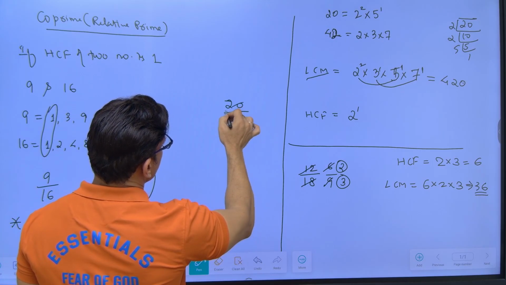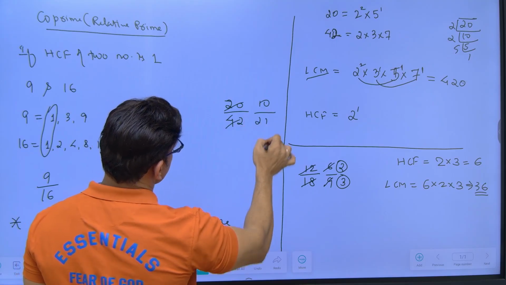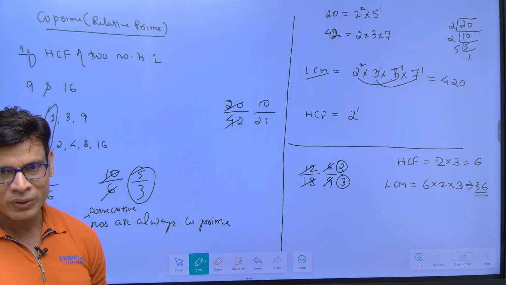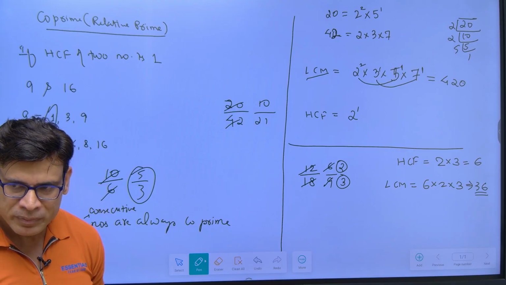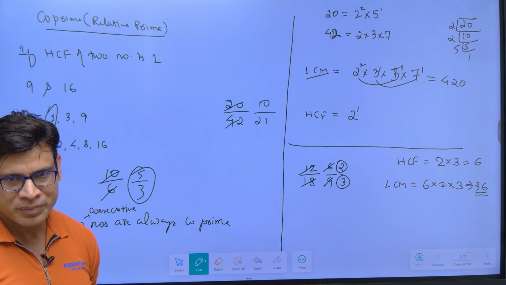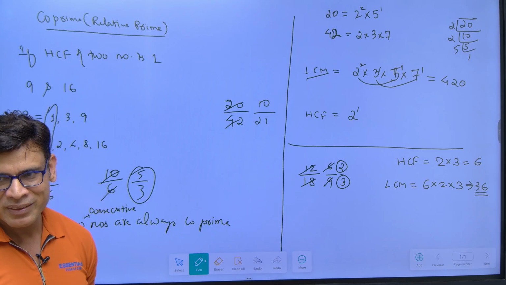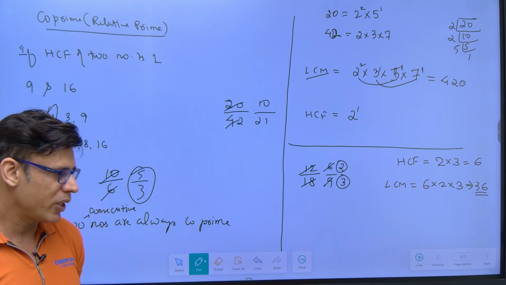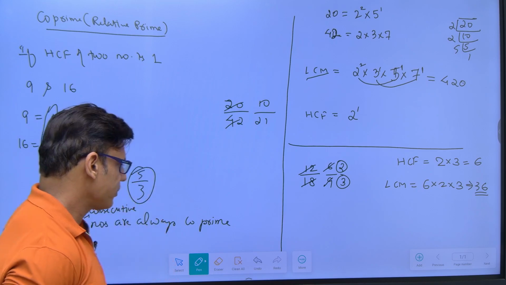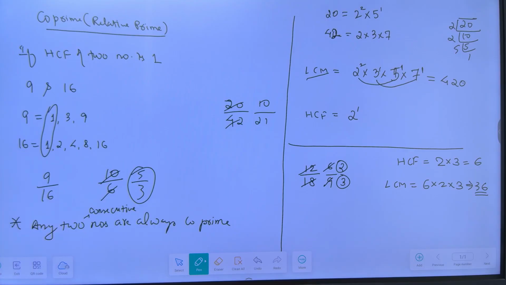20 by 42. 2 tens are 20, 2 twenty-ones are 42. After that, can you divide 10 and 21? No. What type of numbers are 10 and 21? Check whether 10 and 21 are coprime or not. Coprime. You cannot divide them further, right? When you cannot divide them, they are coprime. Done this? Okay.